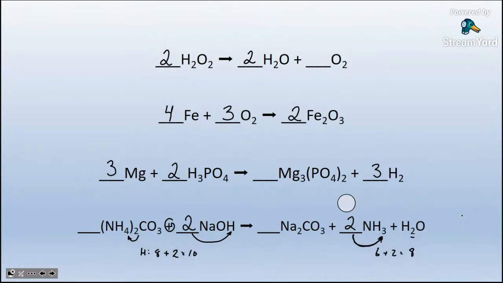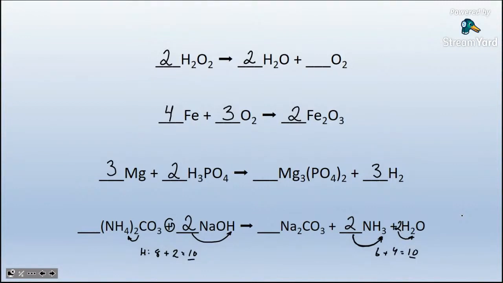So what I want to do, I don't want to change my coefficient in front of NH3 because it'll throw off my nitrogens, and then I'd have to change the coefficient over here, which would change my carbons. So instead, I want to change the coefficient in front of water. I'm going to try a 2 and see what happens. Now I've got 2 times 2, which gives me an additional 4 hydrogens, and now my hydrogens are balanced, 10 and 10.